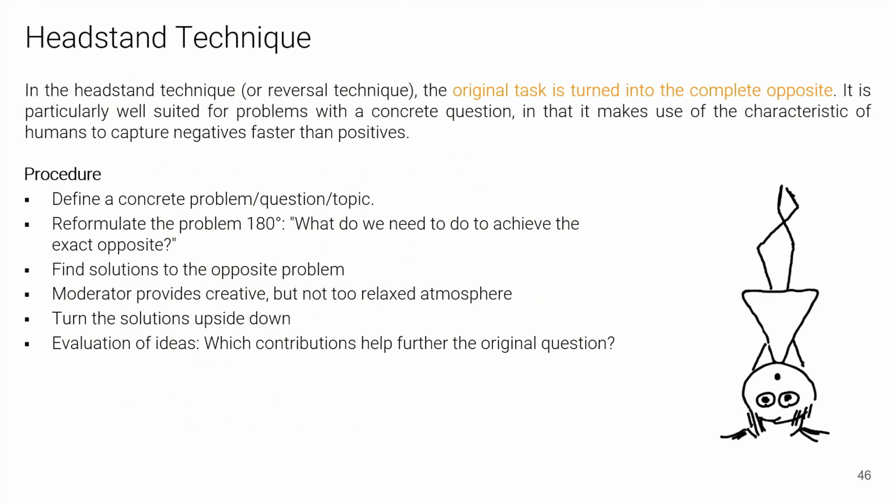In the Headstand Technique, or inversion technique, we try to turn the original task into the complete opposite. For example, if we are looking for an improvement for teaching, in the reversal technique, we look for solutions to make teaching even worse. In this case, we make use of the characteristic of the human being to grasp something negative faster than something positive.